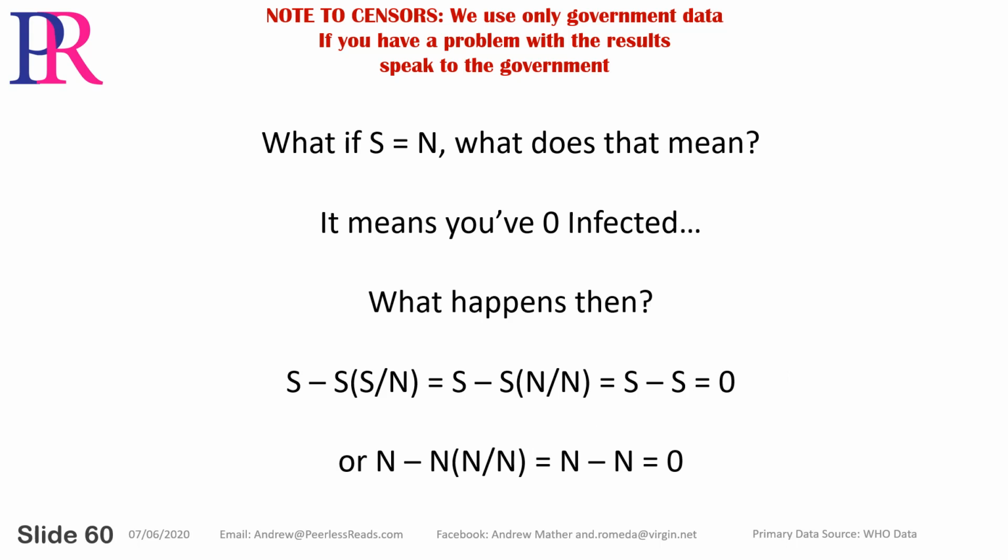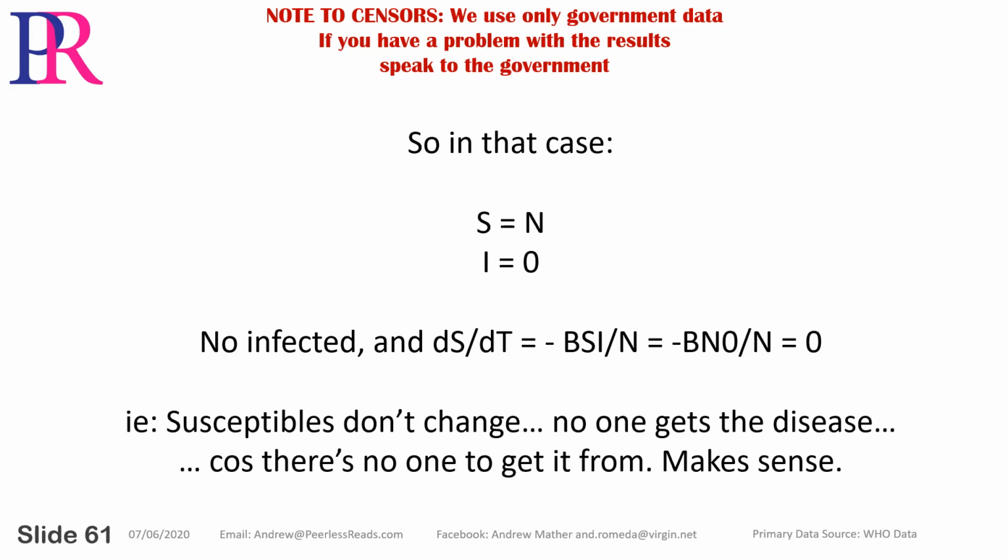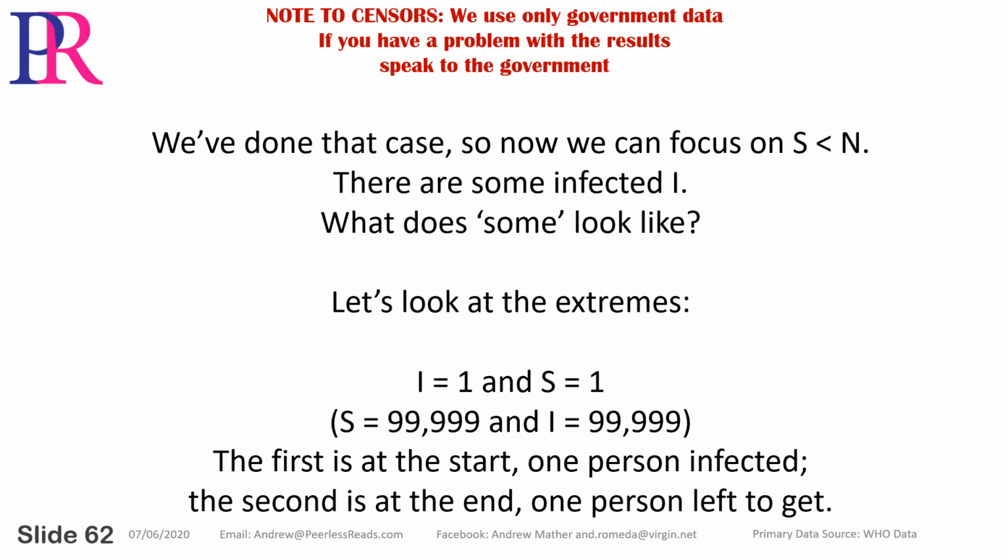What if S equals N? It means you've got 0 infected. What happens then? S minus etc. equals 0, or N equals 0. So in that case, S equals N, I equals 0, no infected, and dS by dt equals minus BSI over N equals BN0 over N equals 0. I.e., susceptibles don't change, no one gets the disease because there's no one to get it from. Makes sense. We've done that case, and now we can focus on S less than N.